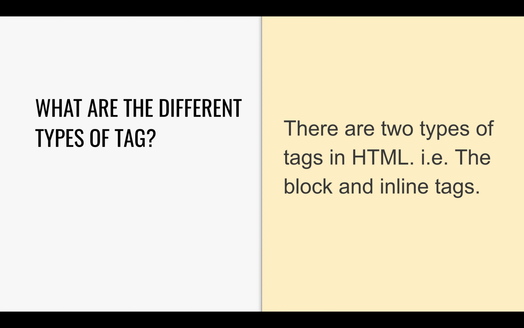What are the different types of tags? There are two types of tags in HTML, i.e. the block and inline tags. A bit on that later.